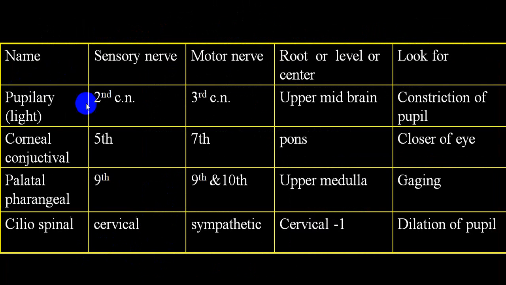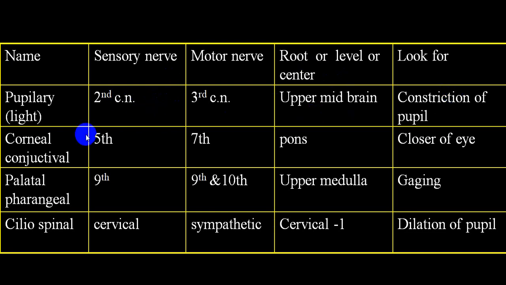In cranial nerves, we have already discussed the second and third cranial nerves, that is pupillary reflex. When you throw the light, you are stimulating the second cranial nerve. Then via optic nerve, optic chiasma, optic tract, lateral geniculate body, the fibers will end in the upper part of the midbrain, the third cranial nerve, and from there it will supply the constrictor pupillae on both sides, and it will give rise to constriction of the pupil.